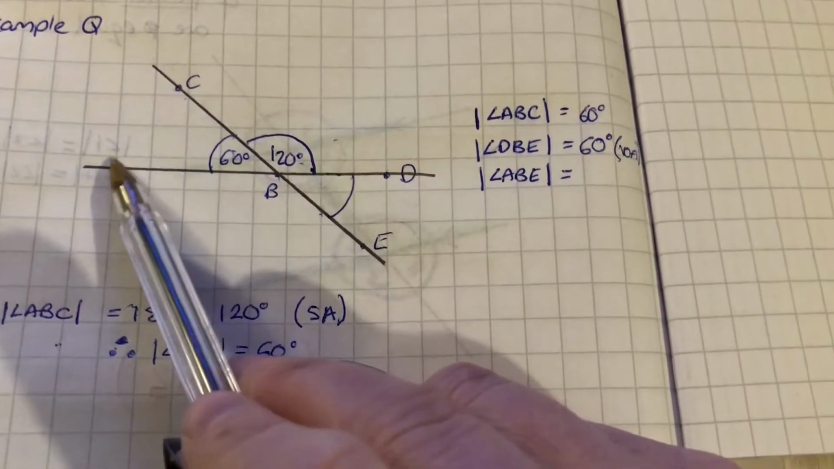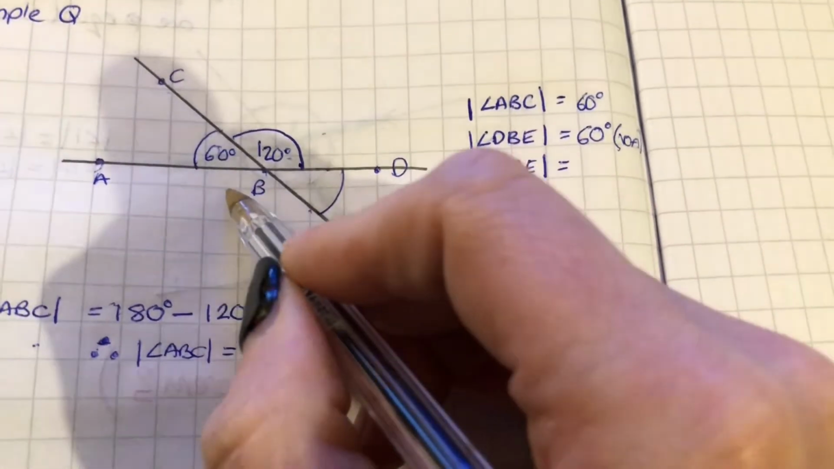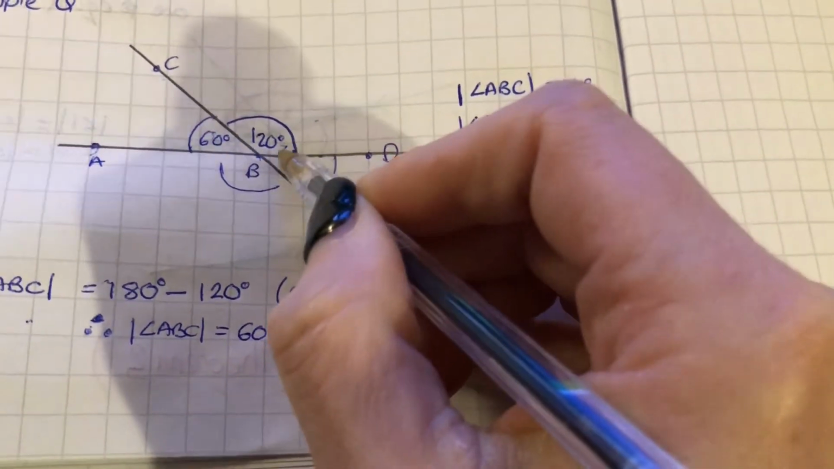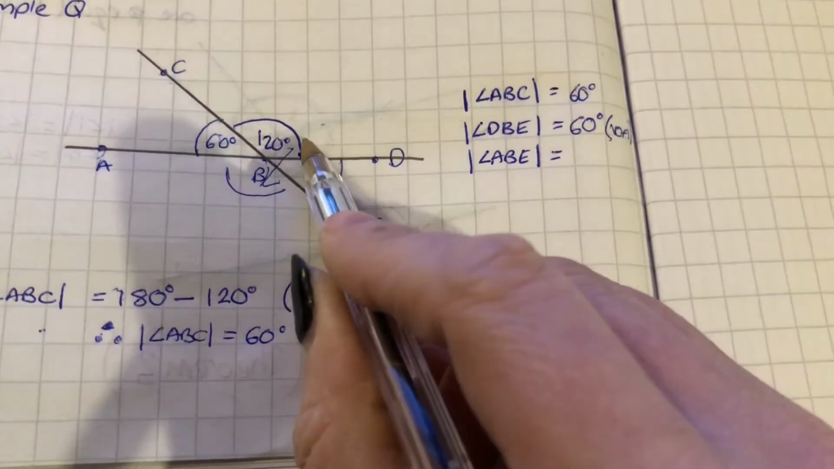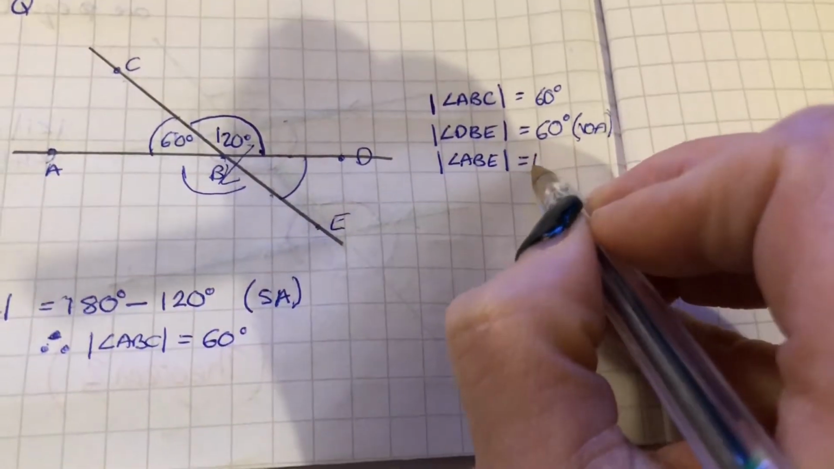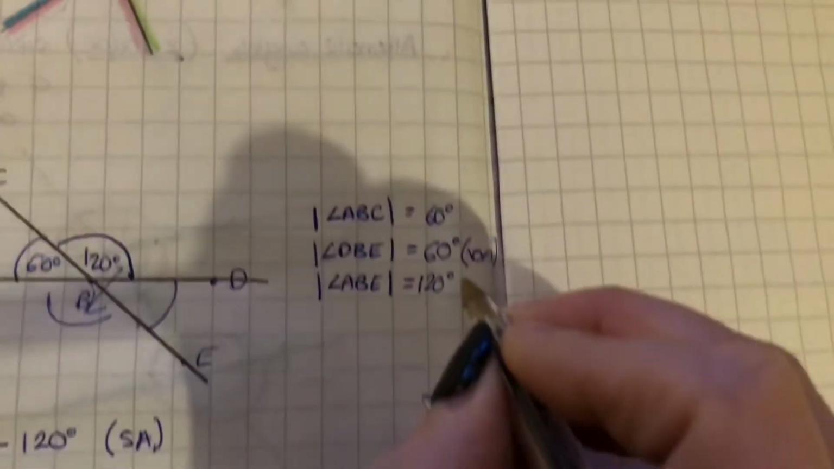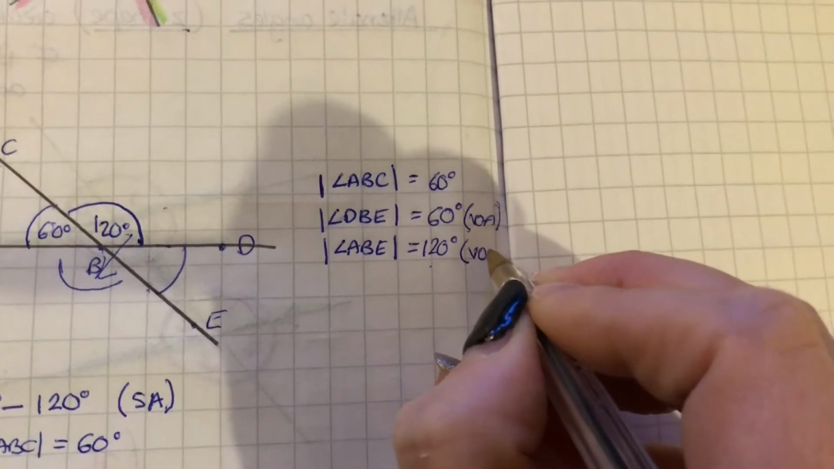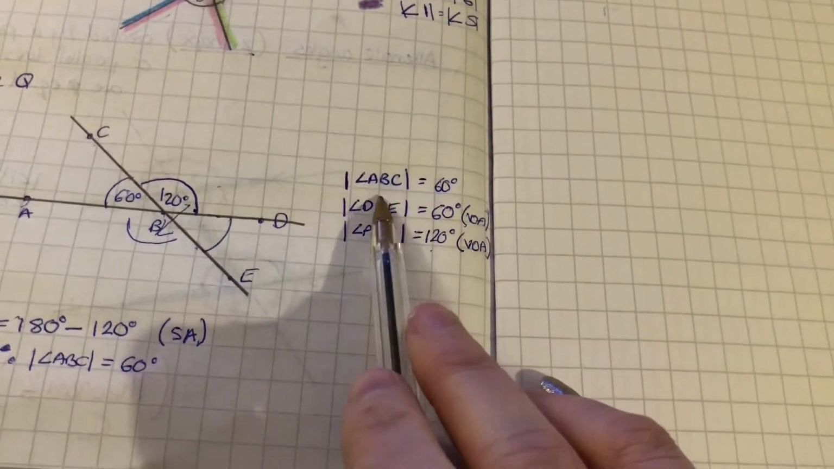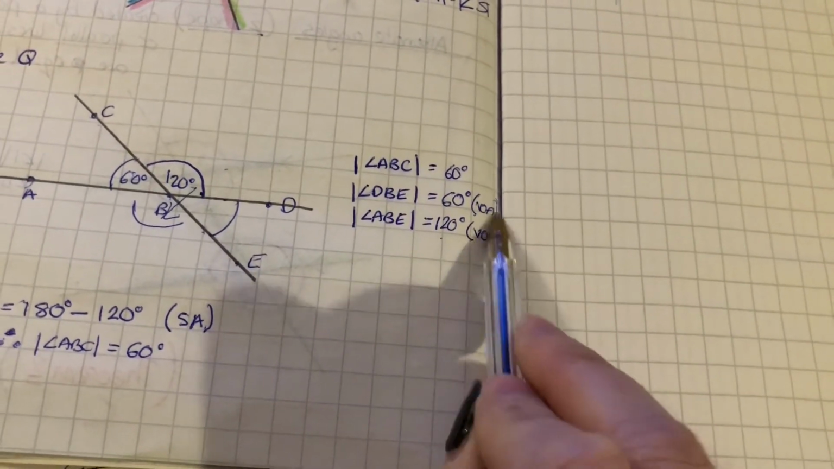Now, the last thing is then A to B to E. So that's this measurement. And again, I can see that that's also vertically opposite the one that was given to us in the question. So that's 120 degrees. And again, it's because it's vertically opposite angles. And there we have it. We've got our correct notation, measurements with the symbols, and our justification, the theorems that we have used.